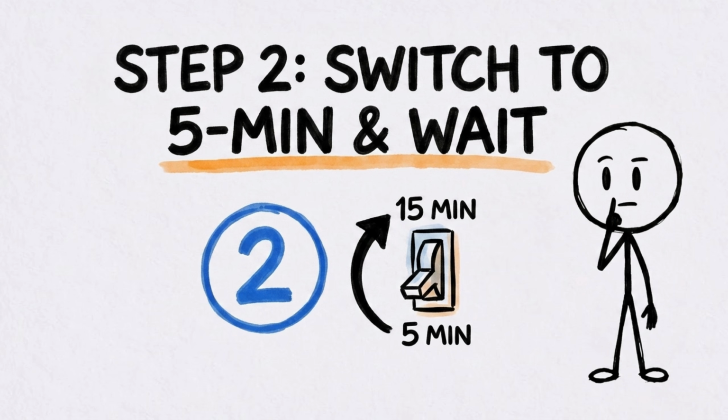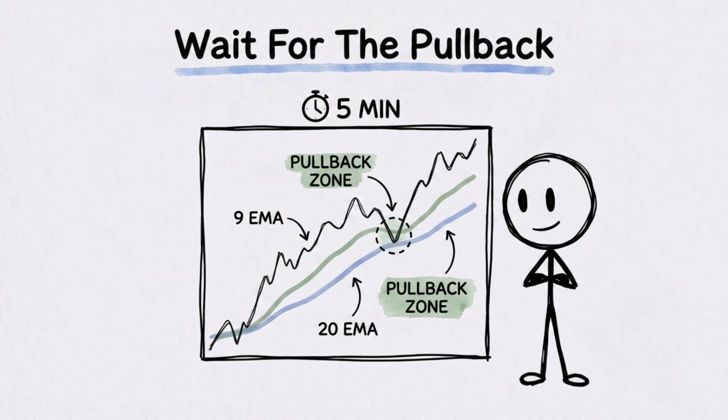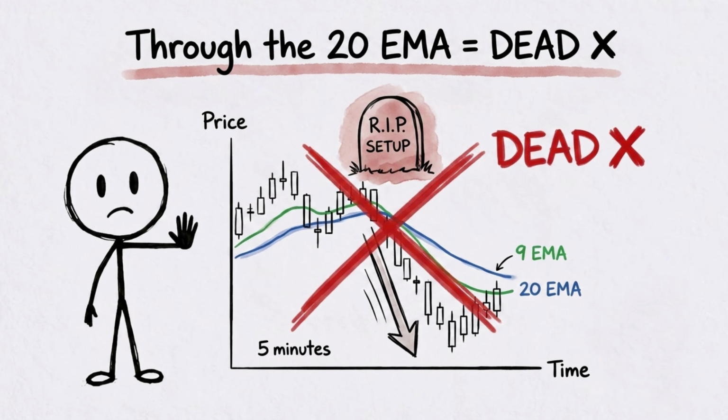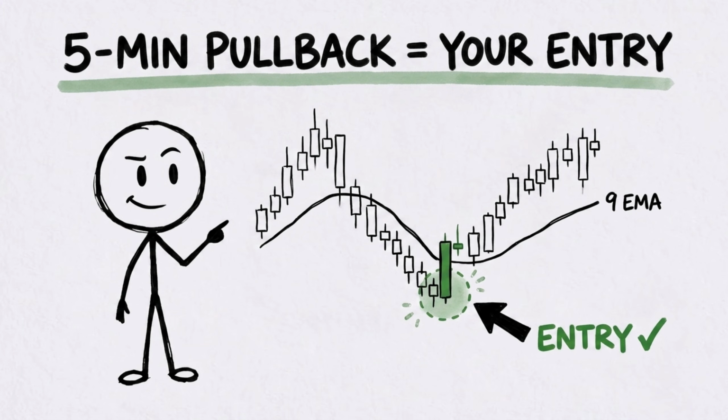Step 2. Switch to the 5-minute chart and wait for the pullback. This is where you get your edge. Most traders buy the cross. You buy the retest. Drop to the 5-minute chart. Wait for price to pull back to the 9 EMA or the 20 EMA. Look for this pattern: price rallies on the 15-minute chart. You switch to the 5-minute chart. Price dips back, touches the 9 EMA or the 20, and bounces with a clean candle. That's your entry window. If price blows straight through the 20 EMA on the 5-minute chart, the setup is dead. Wait for the next 15-minute cross. The key idea: the 5-minute pullback is your entry.